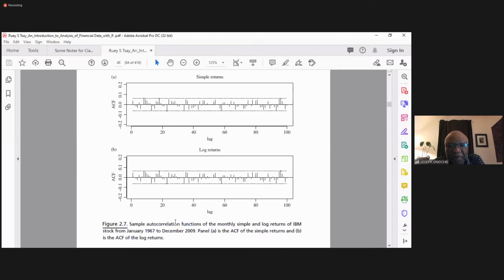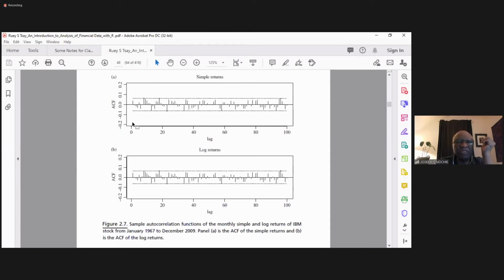These are sample ACFs, autocorrelation functions, for monthly simple and log returns. Simple returns mean price today minus price yesterday divided by price yesterday, as a percentage. Log returns are the log difference, like you are doing for your homework now. These are the two ways of calculating returns. Look at their autocorrelations at different lags.